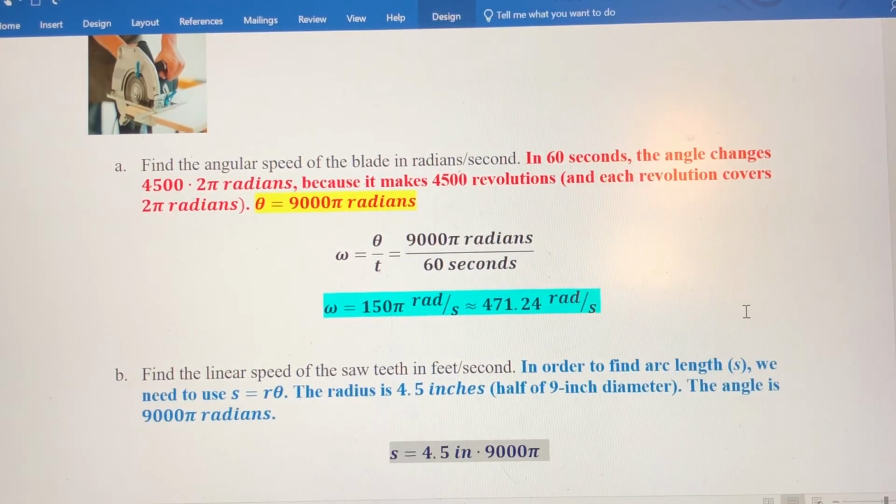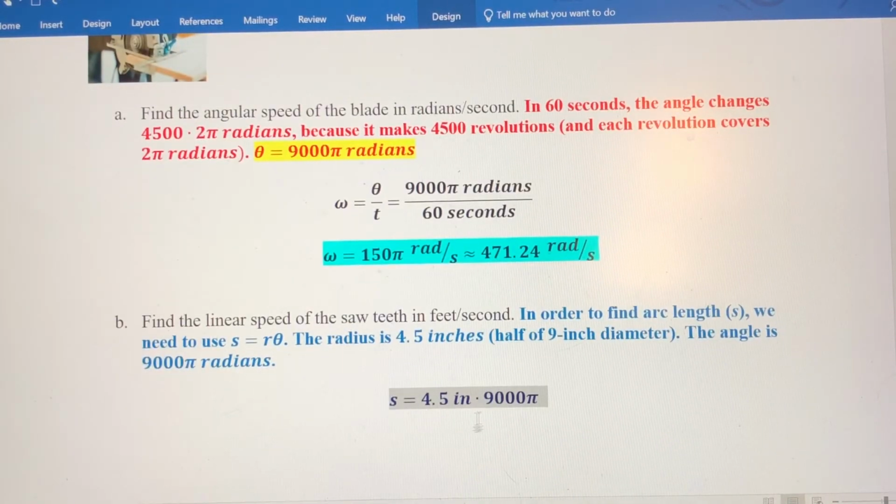So to find the arc length, we've got 4.5 inches for the radius. You could have already converted this to feet in the first step, but I'm going to do that a little bit later. The arc length is 4.5 times 9,000 pi, which is 40,500 pi inches. Now's when I'm going to make the conversion. I think it's a little bit easier to do it here.